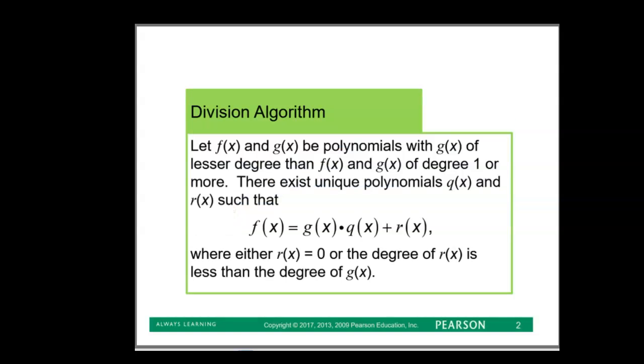Okay, let's first of all talk about the division algorithm. Let f of x and g of x be polynomials, where g of x is of lesser degree than f of x, and g of x has a degree of 1 or more. So basically, by the division algorithm we can factor f of x into a product of g of x times q of x plus r of x. So g of x is our divisor, q of x is our quotient, and r of x is our remainder.